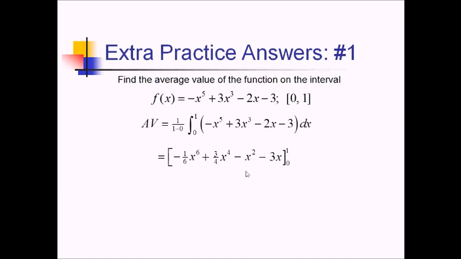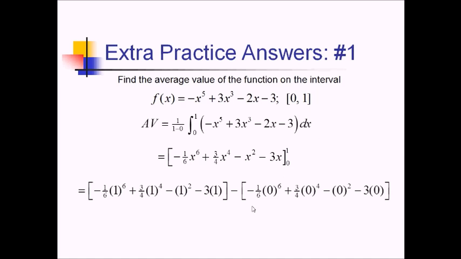So now I'm going to do 1 plugged into all that stuff, minus all this stuff with 0 plugged in. Now the good news is all the stuff with 0 plugged in just goes away because we're multiplying by 0. So we just have to look at this first batch of numbers. And these all have 1s in them, so this is also pretty easy to put together. This is just negative 1/6 plus 3/4 minus 1 minus 3. And it's free response, so you actually didn't need to simplify any further than this line.